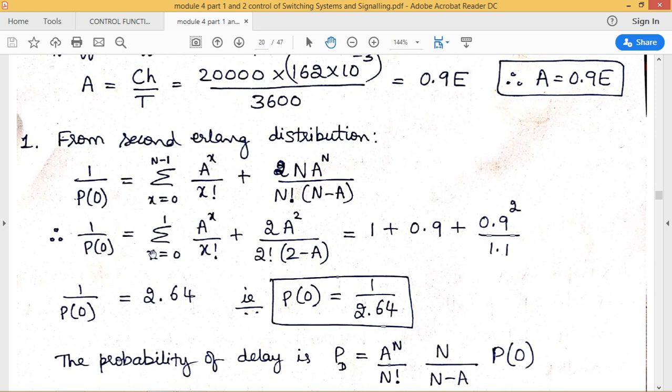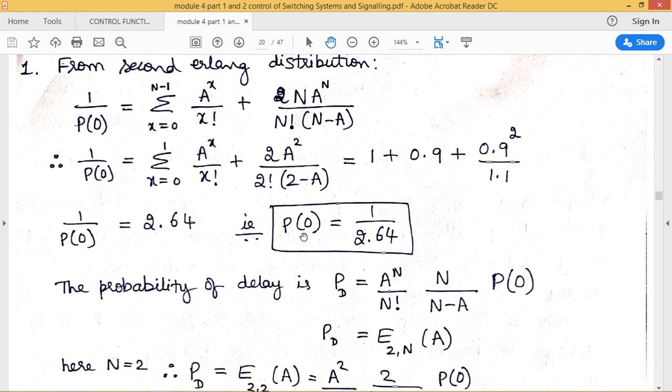If I substitute n as 2, x varying from 0 to 2 minus 1, which is 1, a power x by x factorial plus 2 into a square by 2 factorial into 2 minus a. We know what a is for a particular processor, and also we know what n is. So with this I can calculate 1 by P of 0 to be equal to 2.64, and P of 0 can be written as 1 by 2.64.